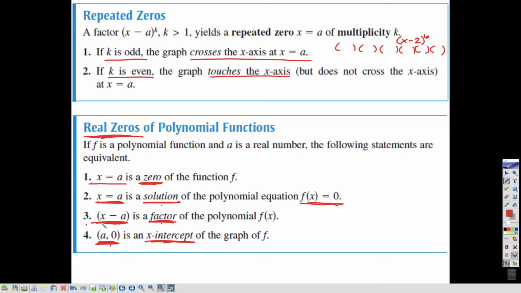Or actually an x-intercept also. When I told you solutions, zeros, and x-intercepts are all the same thing, factors are how you get there. This is how you get to all the rest, isn't it? Okay, so factoring is how you get to all the rest.